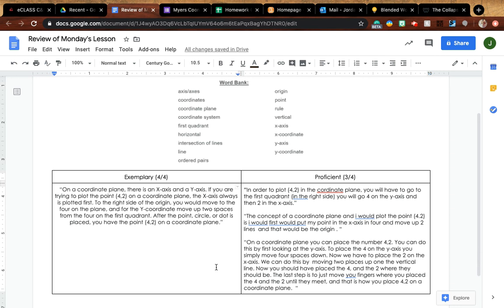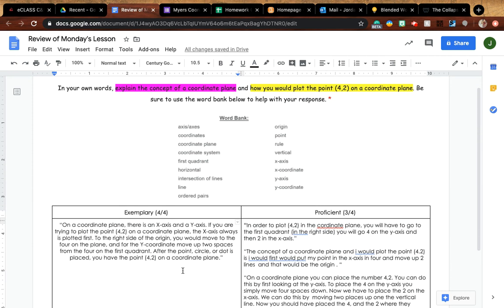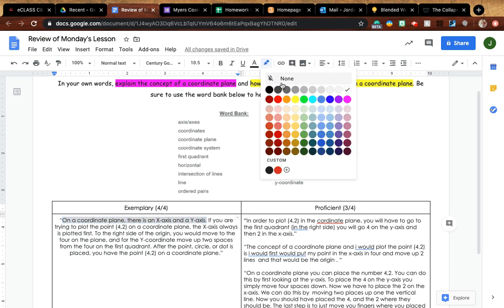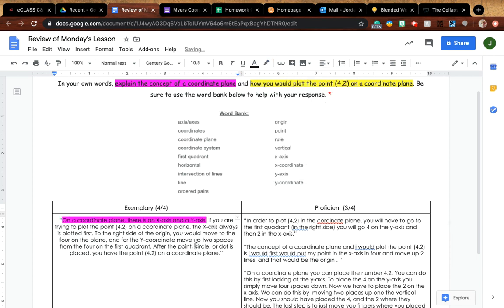Shout out to Emma Trey. She is our exemplary example for today. So the first thing she does is she explains the concept of a coordinate plane. She says, on a coordinate plane, there is an x-axis and a y-axis. She's essentially telling me what that is. She's explaining to me how it's oriented. There is room for improvement here, but she does explain the concept of a coordinate plane. It is something where there's an x-axis and a y-axis.